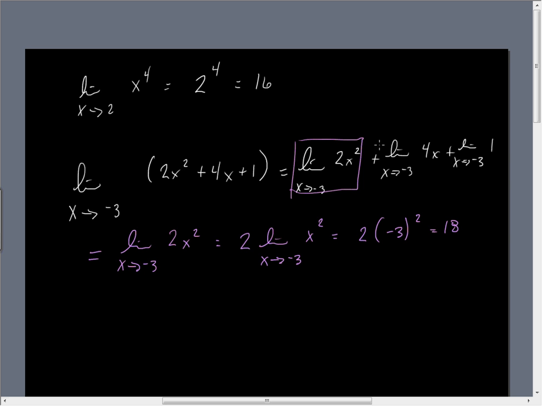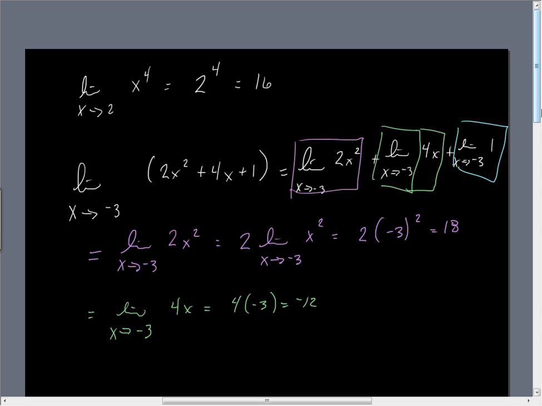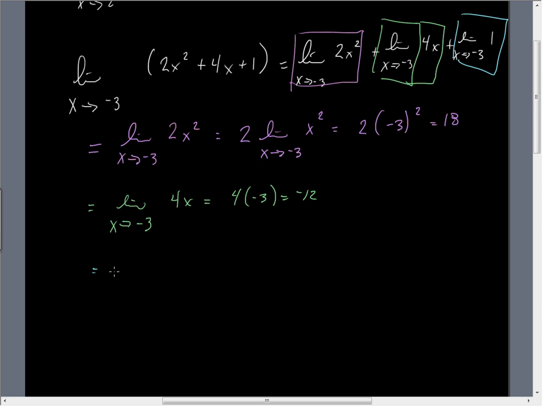And then we'll take this chunk here, and say that the limit as x tends to -3 of 4x is just equal to 4 times -3, which is -12. And then we work on the third chunk here, which is a constant function. So as x approaches -3, the function 1 approaches 1.